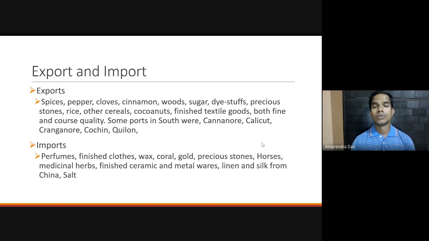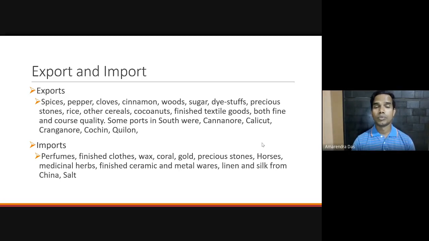Coming to the imports, India imported perfumes, basically from Persian countries, and we had finished clothes, wax, coral and gold, and precious stones. In fact, horses were also imported from other countries, it is believed so. And then medicinal herbs, finished ceramic and metalwares, linen and silk from China, and salt was also imported. So that is our export and import destination.